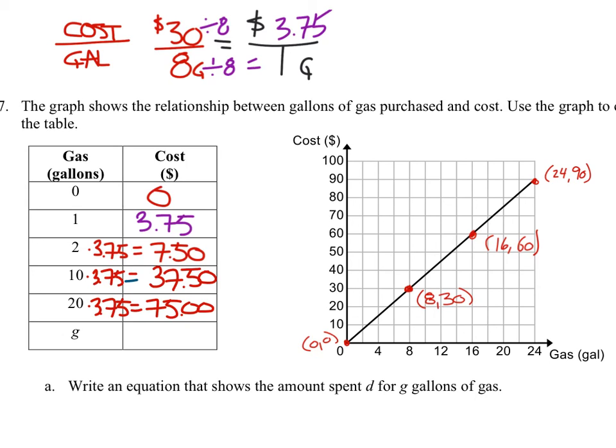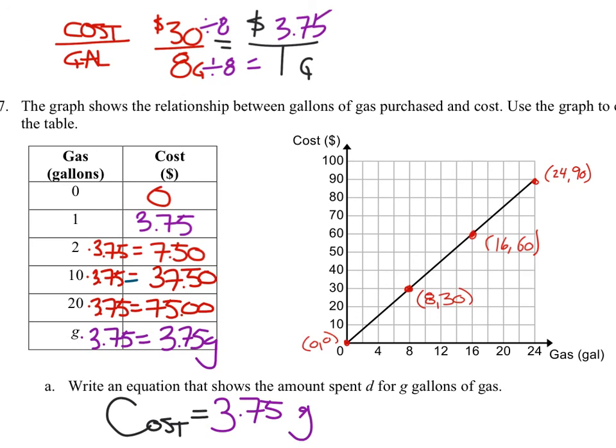So how do we figure out the cost from the gallons of gas? Well, we can see we were just multiplying all the gallons by $3.75. So we'll just write this as $3.75 times the number of gallons. And that should be our equation for the cost. The cost equals $3.75 times the number of gallons.